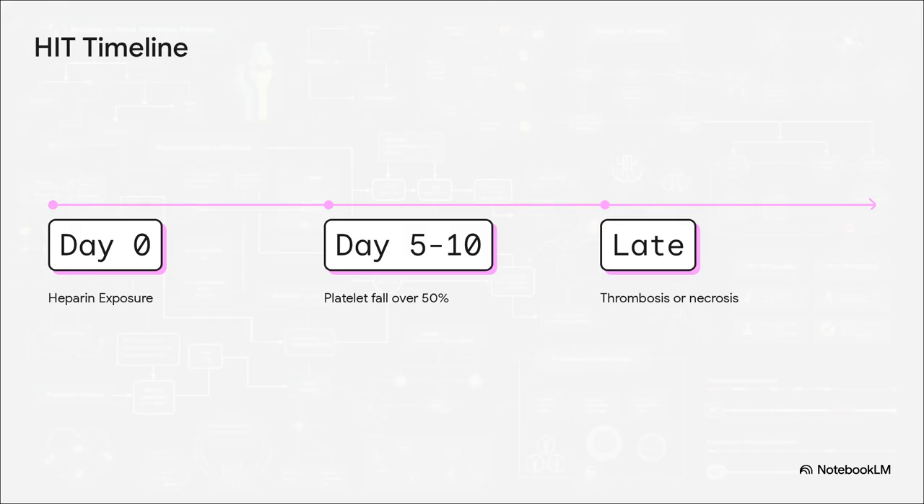Even though platelets are dropping, this is fundamentally a prothrombotic disease. The antibodies activate the platelets, causing dangerous arterial or venous thrombosis, or even necrotic skin lesions right at the injection site. The management? Stop all heparin products immediately. Avoid them for life, and start a non-heparin anticoagulant like argatroban or fondaparinux.